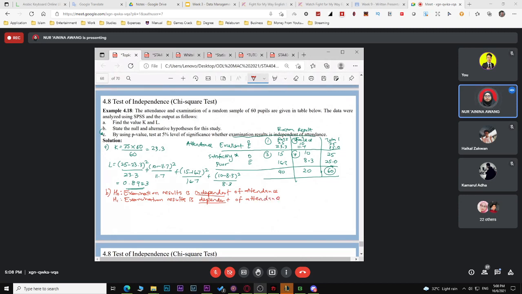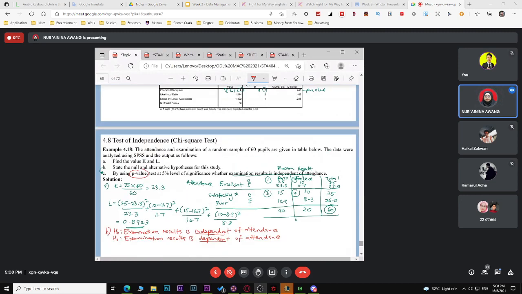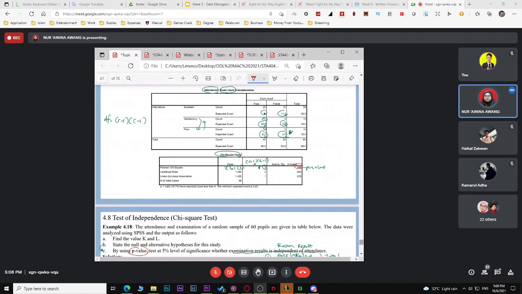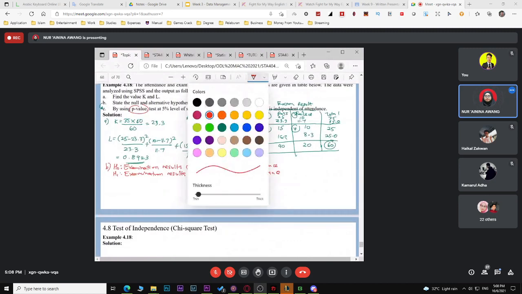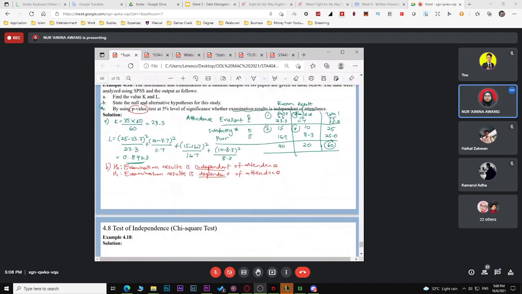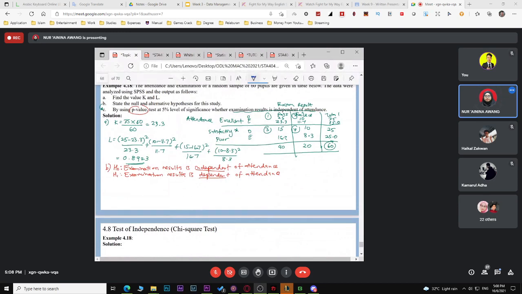And the last one for C, by using p-value. So the question asks you to use p-value. So this is the value for your p-value, so you just use that value. So for C, you directly write your p-value. So the value is 0.448 and your alpha is 0.05.